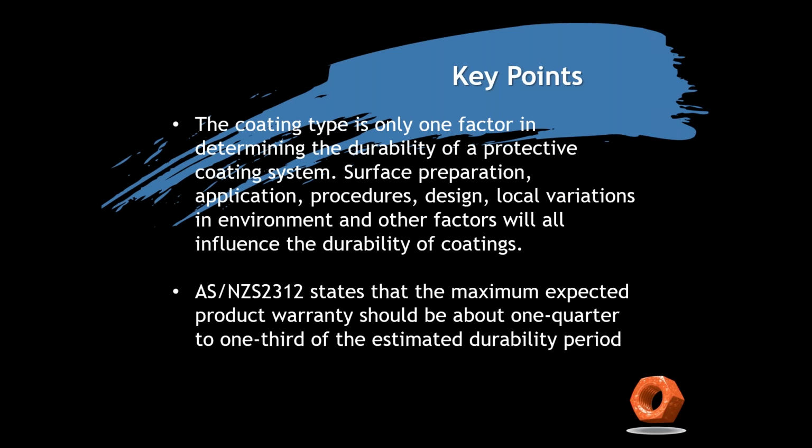They should be measuring their film builds for protective coatings. They should be able to provide you with the measurements and show you that their film builds are meeting the specification. And if we really get down to it, the 2312 standard states that any maximum expected product warranty should only be about a quarter to a third of the estimated durability period. So if we were doing mild steel and there was a 25-year durability period on it, we're going to give you, just as a product warranty itself, about 5 to 8 years on it. So that's where it would all sit.